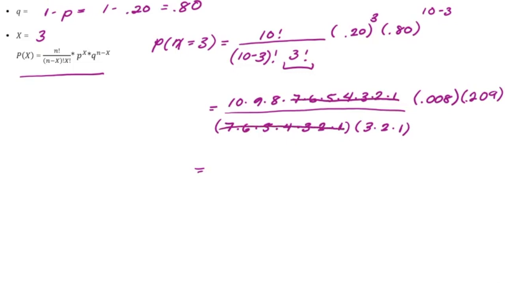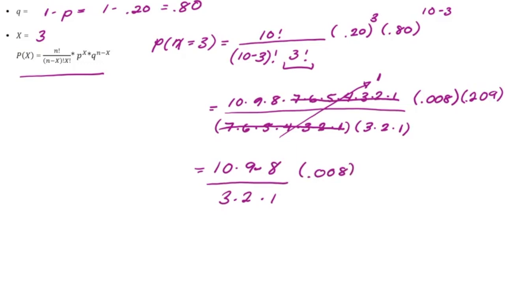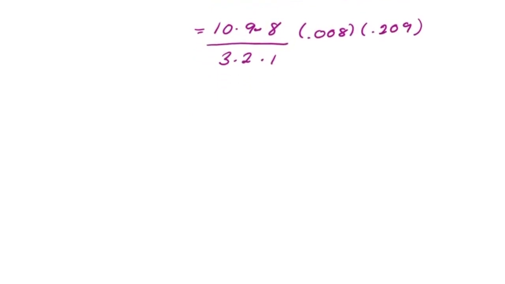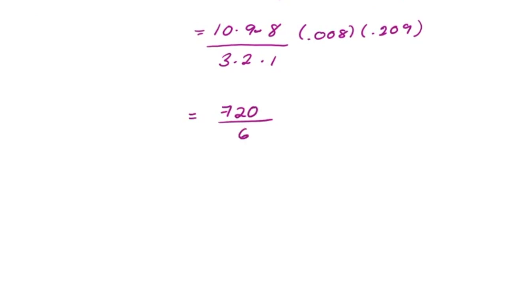Now I'm going to go ahead and cancel everything from 7 to 1, 7 to 1. Why am I able to cancel this? Because they're the same in the numerator and denominator, so this is basically just 1. So that leaves me with 10 times 9 times 8, over 3 times 2 times 1, times 0.008, times 0.209. When we multiply 10 times 9 times 8, that's going to be 720. And that's going to be over 6.